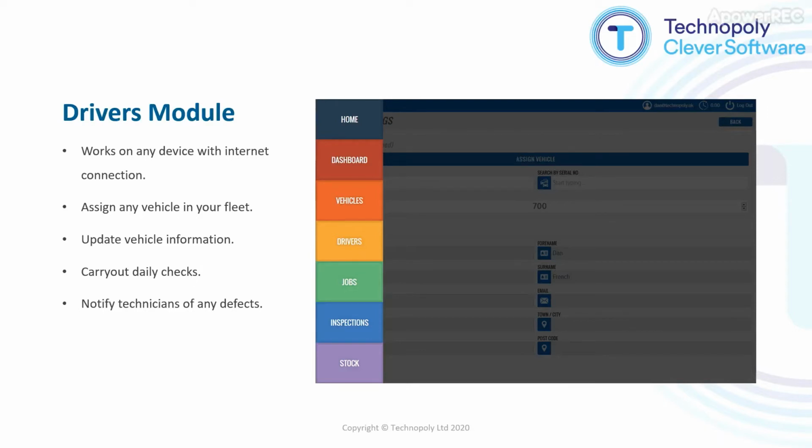The Drivers module within Go Mobile enables any driver to assign themselves a vehicle from your fleet. They can see all the information and update key areas. Once a vehicle is assigned, the driver can easily carry out their daily checks on their mobile device, with any defects logged and flagged for further investigation.